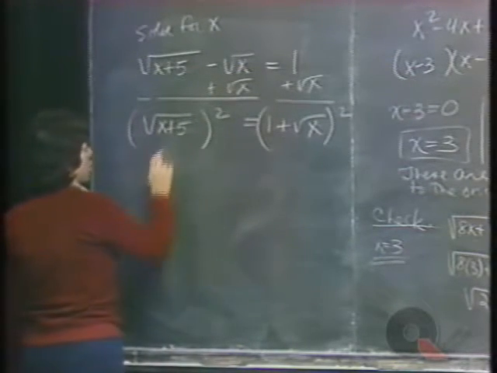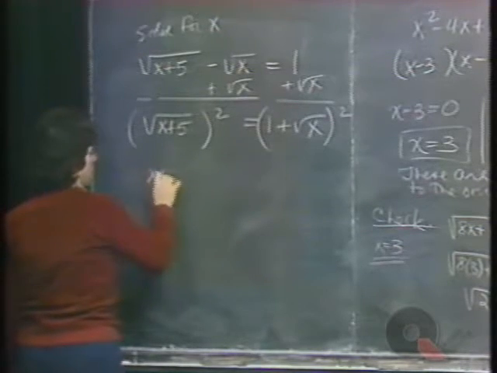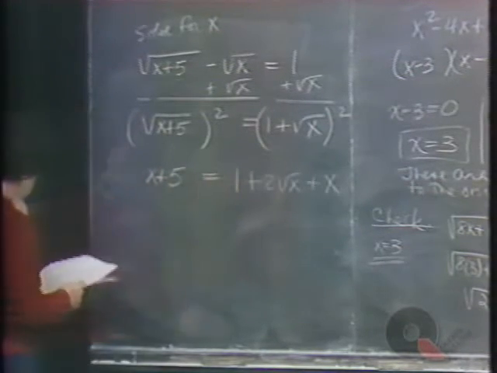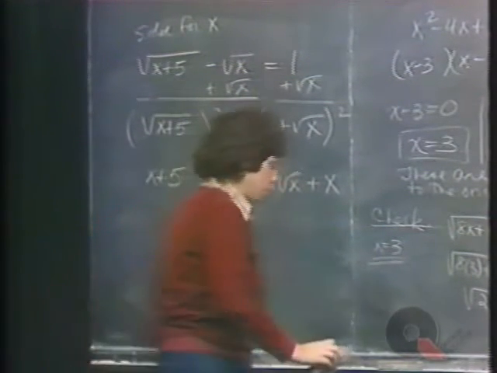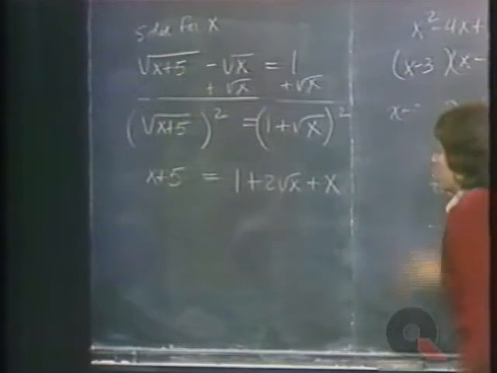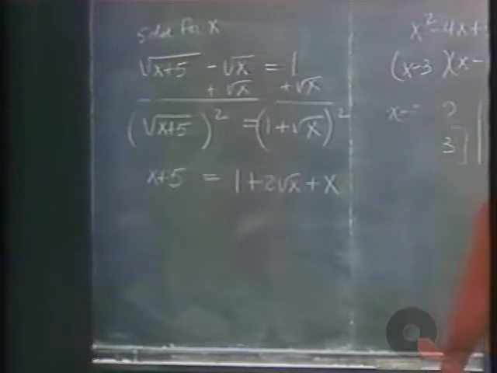Okay, let's do that. The square root of x plus 5 squared, that's just x plus 5. It's 1 plus the square root of x times 1 plus the square root of x. You can work that out on the side, and you'll get 1 plus 2 times the square root of x plus x.